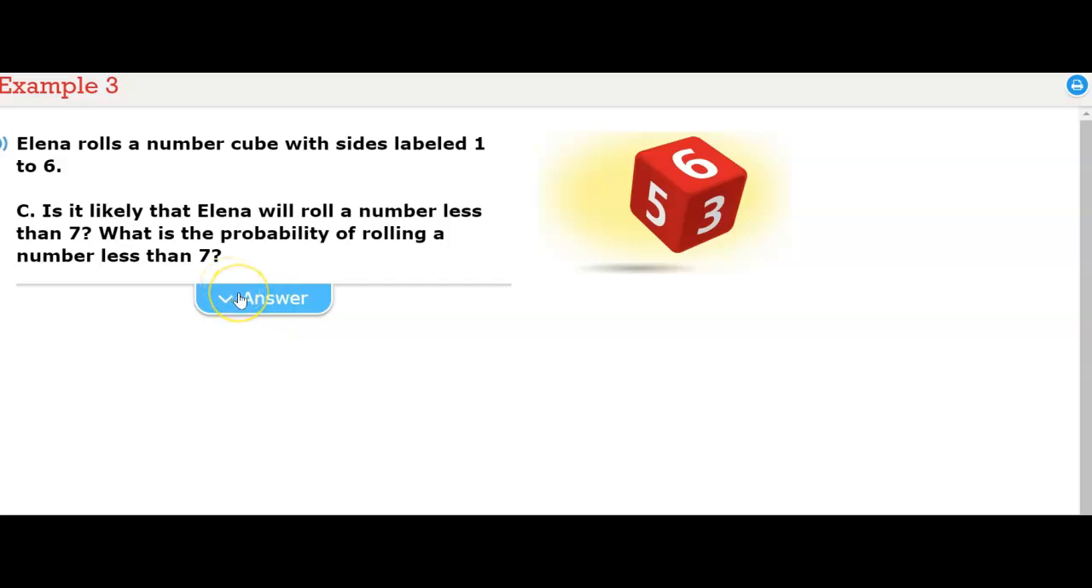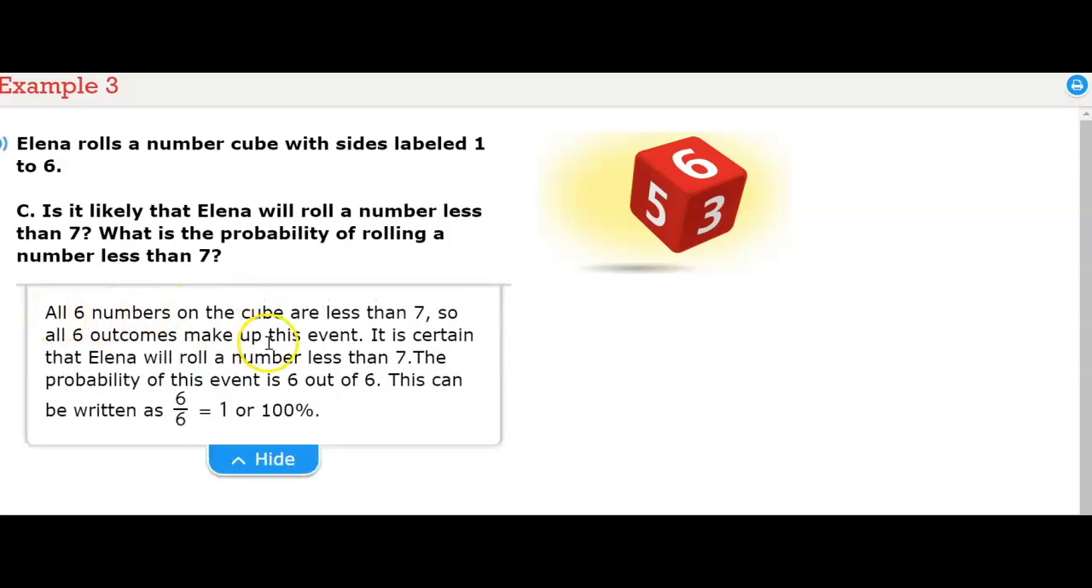Is it likely that Elena will roll a number less than 7? What is the probability of rolling a number less than 7? All six numbers on the cube are less than 7. So all six of the outcomes make up this event. It is certain that Elena will roll a number less than 7. The probability of this event is 6 out of 6. This can be written as 6 out of 6 equals 1, or 100%.